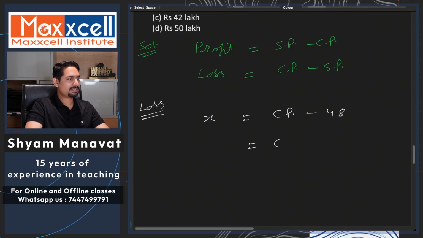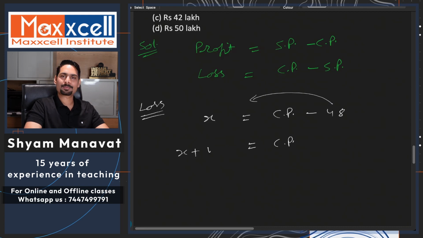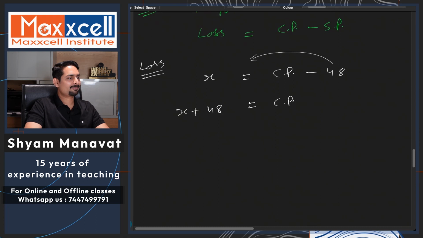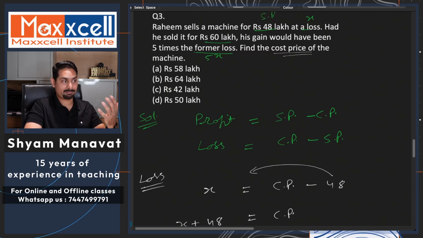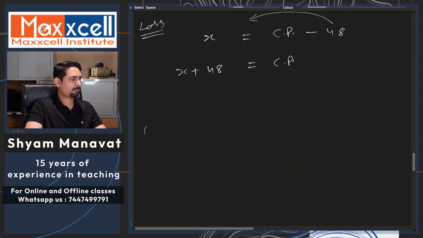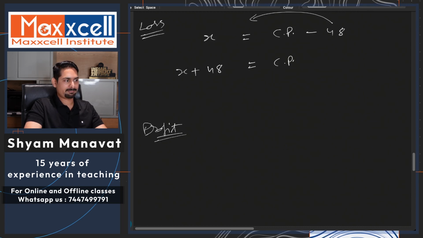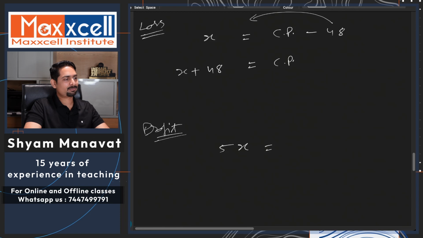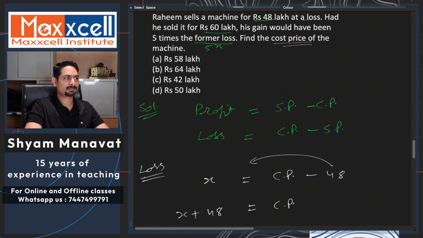Now I will say cost price equals 48 to the other side, X plus 48, right? Then we have the next condition of having selling price to be 60 lakhs and profit to be 5x, 5 times the former loss. So I will use the profit formula here, which is profit, 5x that we assumed already, equals selling price, which is 60, minus cost price. Okay. This is what we get from the second condition.